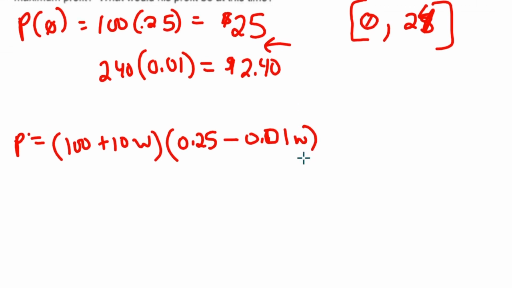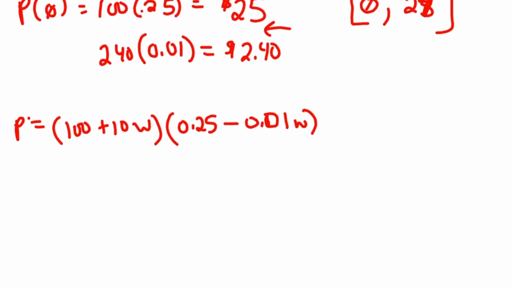Okay? So again, your profit is going to be your pounds times your price per pound. Right? That's what your profit is. Pounds times your price. That's supposed to be a dollar sign. Your price per pound. Okay, that's how you figure out how much money you're actually making here.